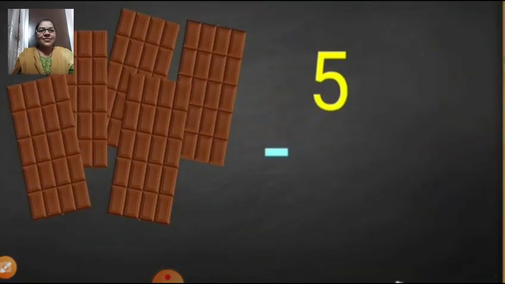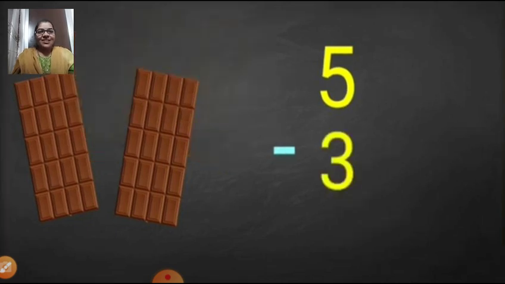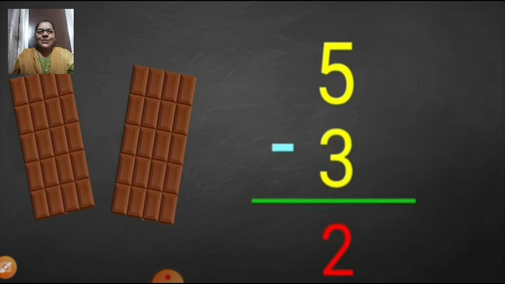Now look at here children, we have chocolates. Do you all like to eat chocolates? Yes. So here how many chocolates you all can see? Yes, there are 5 chocolates. And now somebody removed 3 chocolates. So how many are left here now children? Only 2. Means what we did? When we do the subtraction, we have to take away or we have to remove. Okay, that is called subtraction. Here 5 minus 3 is equal to 2.